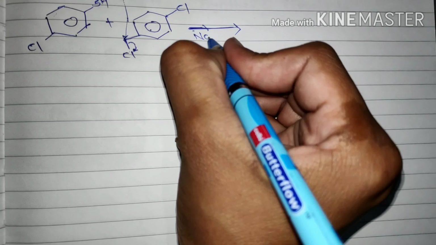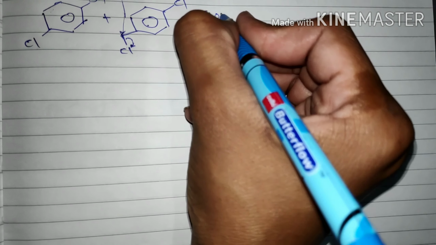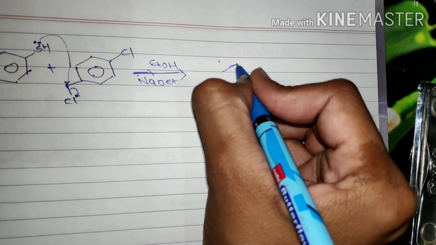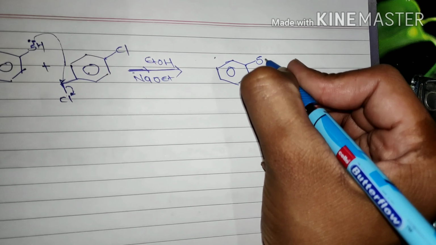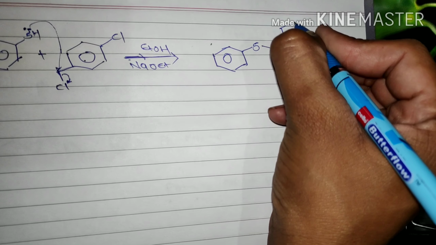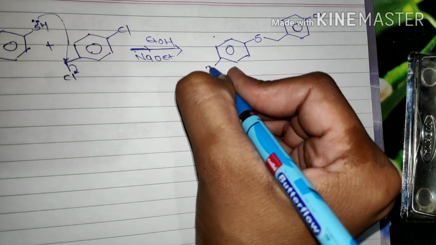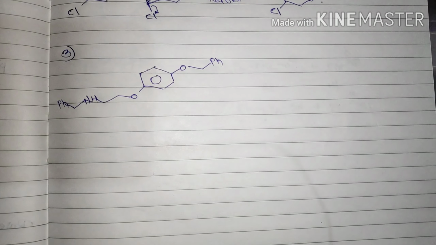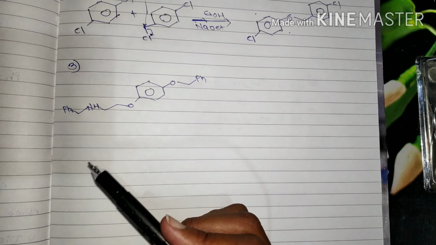So NaOEt or EtOH. So we get the product. This is the sulfur. This is the product.